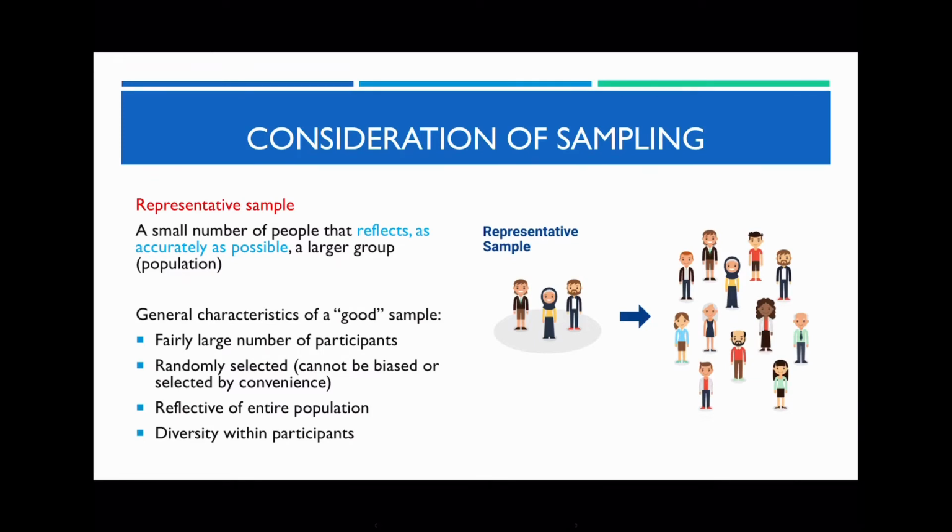The third thing is that they obviously need to be reflective of the entire population, and the way that we do this is by having diversity within the participants. So having people of different cultures, different races, and roughly equivalent genders in the actual sample. So these are some of the ways that we can ensure the sample we have is as accurate as possible.